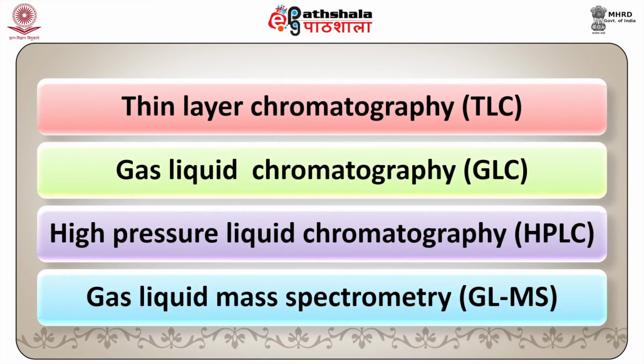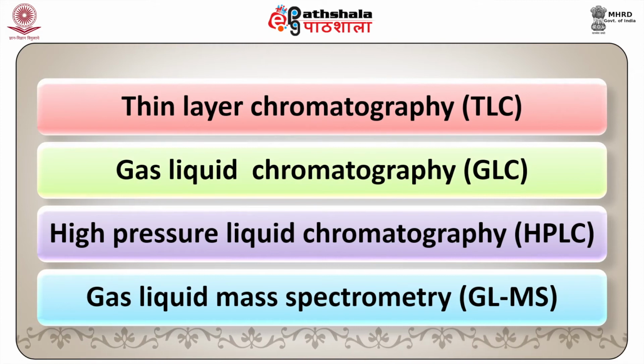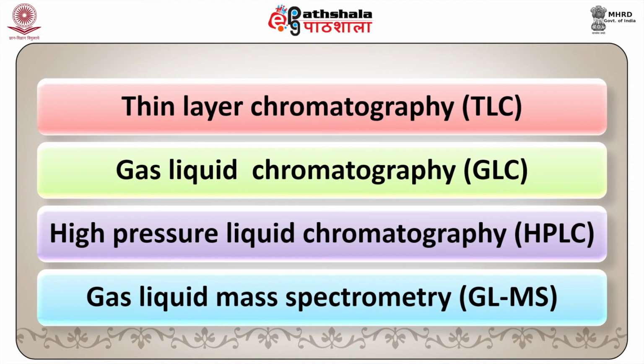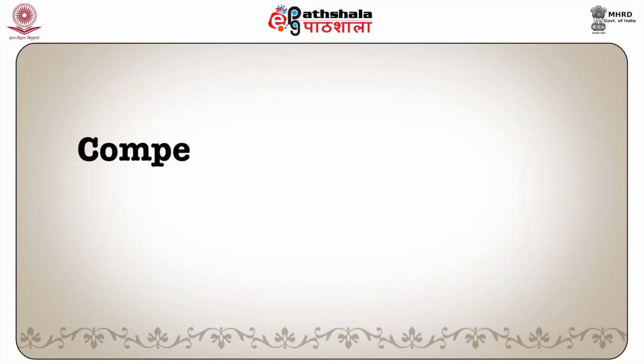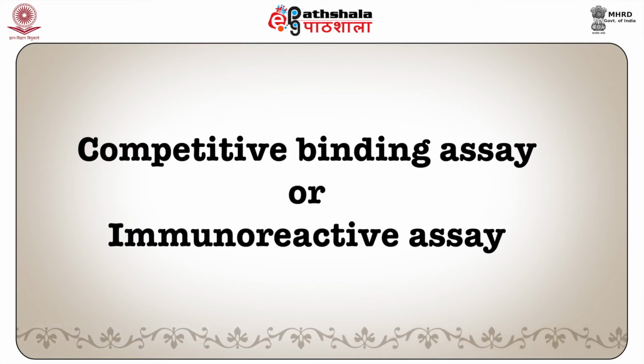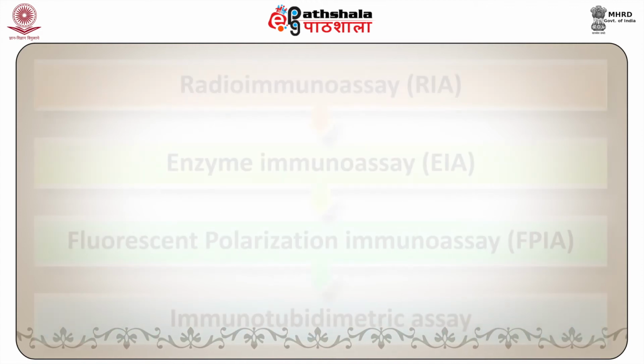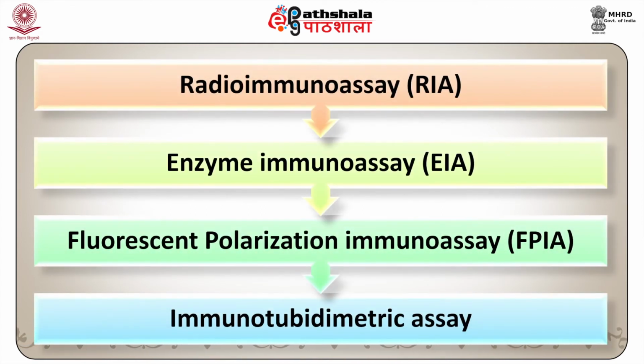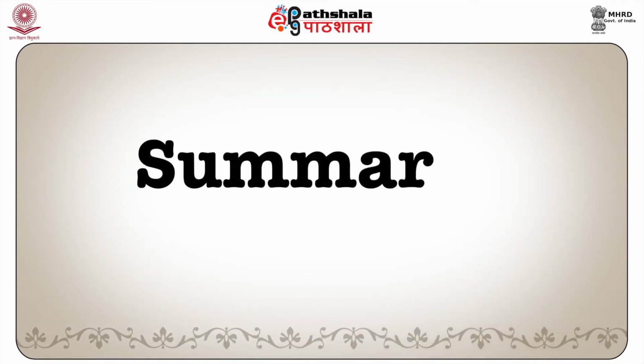The chromatographic techniques are based on the migration of compounds on the adsorbent, that is the solid phase, by a mobile phase. It includes thin layer chromatography, gas liquid chromatography or GLC, high pressure liquid chromatography or HPLC, and gas liquid mass spectrometry or GLMS. Third is the competitive binding assay or the immunoreactive assay. It includes radioimmunoassay or RIA, enzyme immunoassay or EIA, fluorescent polarization immunoassay or FPIA, and lastly the immunoturbidimetric assay. Now students, let us summarize this module.